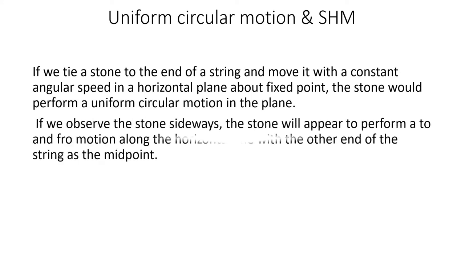But if we observe the stone sideways, the stone will appear to perform a to and fro motion along the horizontal line with the other end of the string as the midpoint. This is very important. If we observe the stone sideways, we can see that it has a to and fro motion. Along with this, one animated video is shown here. After watching this class, you can see that video also. Then you will come to know clearly the relation between uniform circular motion and simple harmonic motion.